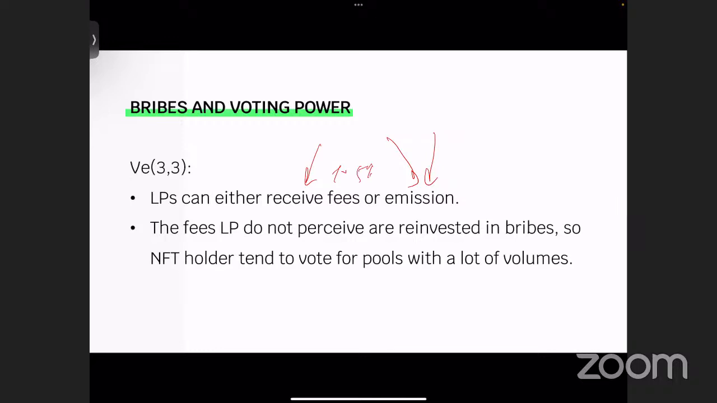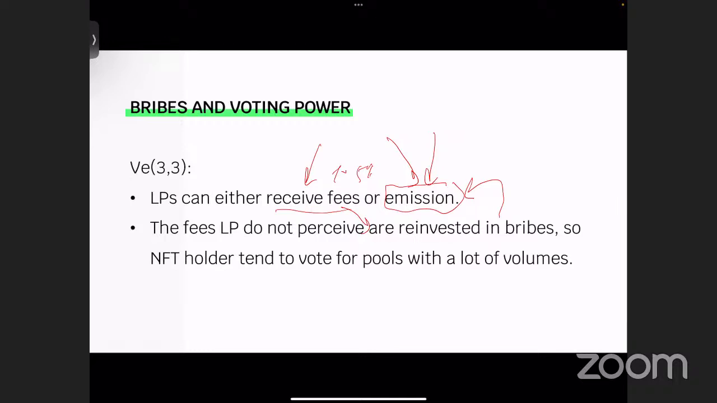When LPs decide to get token emission, what happens to the fees? The fees are actually added to the bribes. This is pretty cool because it means that if you have a pool which generates a lot of volume, the pool generates a lot of fees, and those fees are reinvested into bribes. So the NFT holders will vote for those pools, so those pools will receive more emission. Because they receive more emission, the APR will be higher, and so it will attract more liquidity, and so it will generate more volume, and so on, and so on, and so on.